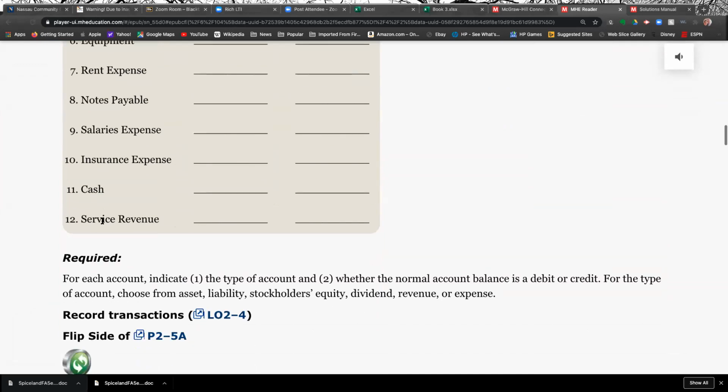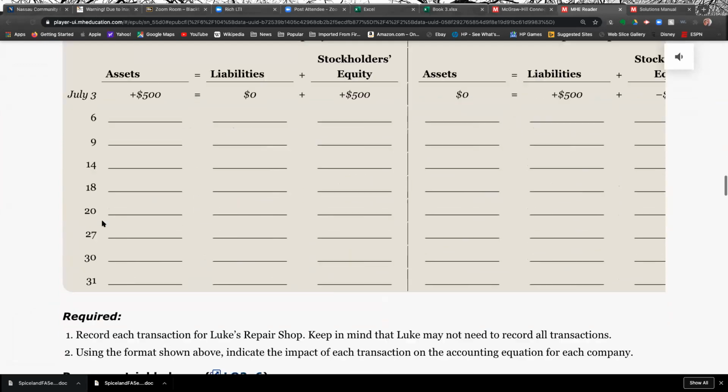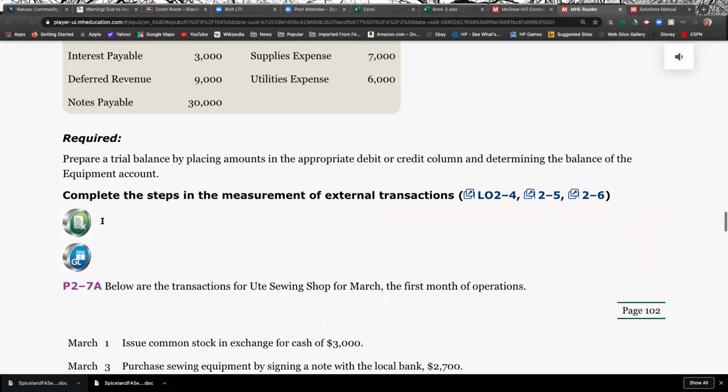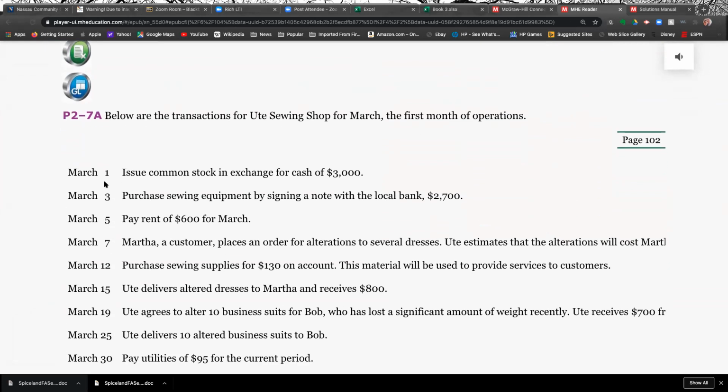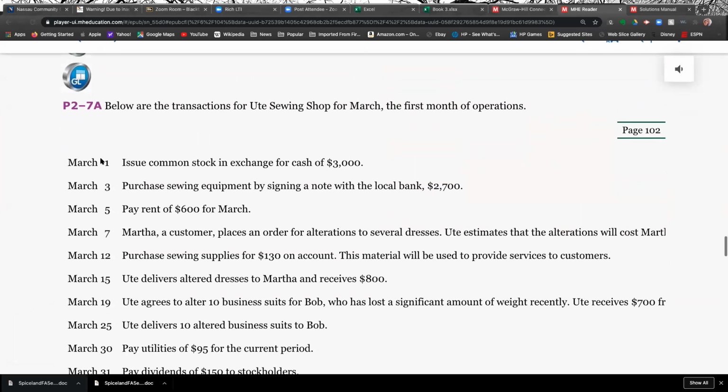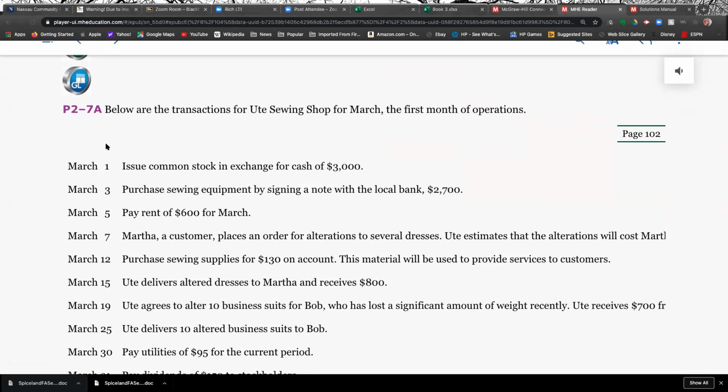But let's see, what did we have for homework? We had 2 problems here to do. I just want to take a look at them with you so you get an idea what you're supposed to do. I think these were the 2, number 7 and number 8. Okay, so let's take a look at number 7, for example. Below are transactions for Udi Sewing Shop for March, the first month of operations. This is a new business. It's a sewing shop. They just opened in March.